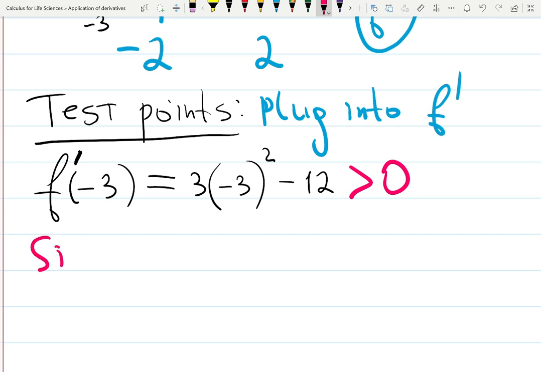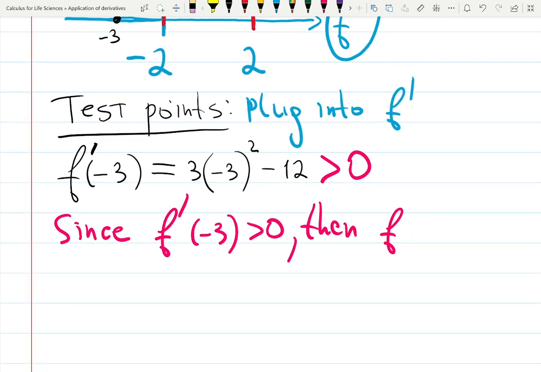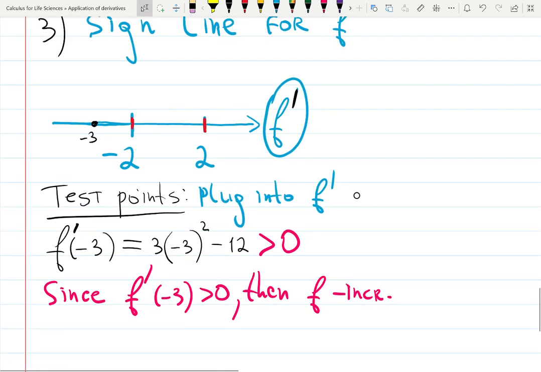It's the only time I will write this down, so carefully: since the derivative at minus 3 is positive, then the original function is, what do you think? It's increasing on that interval I chose. So this is my notation. This is how I teach. Not all instructors like the way I teach it, but students like it a lot.